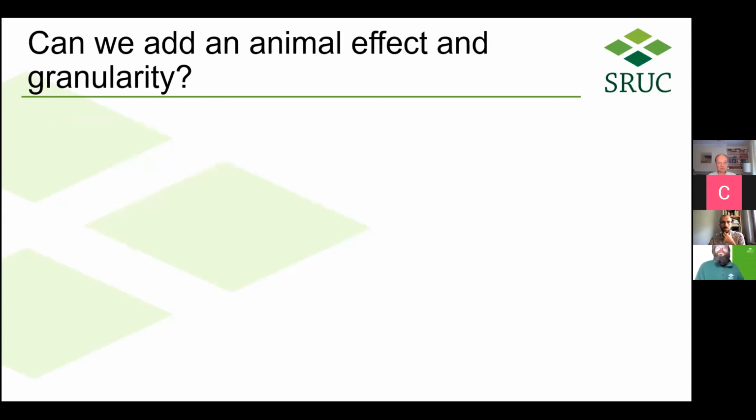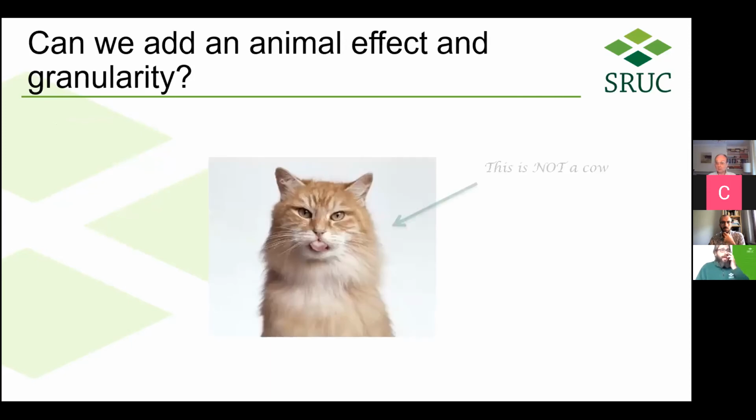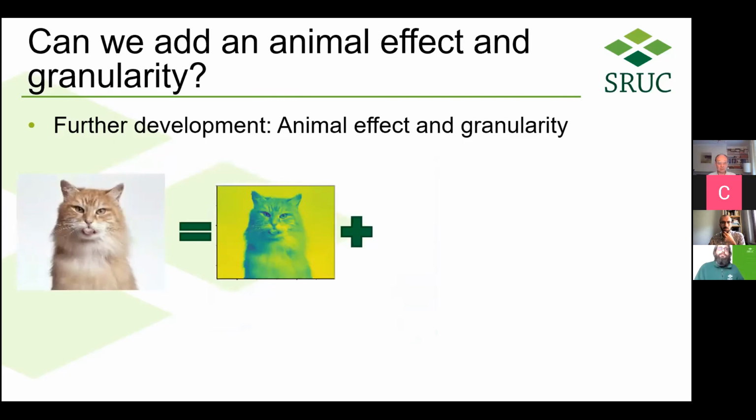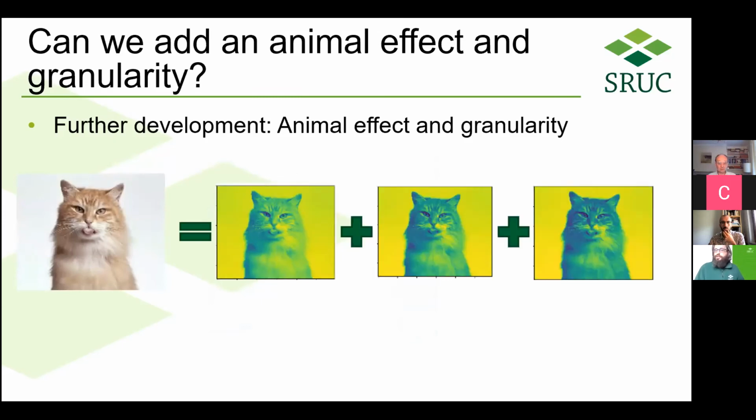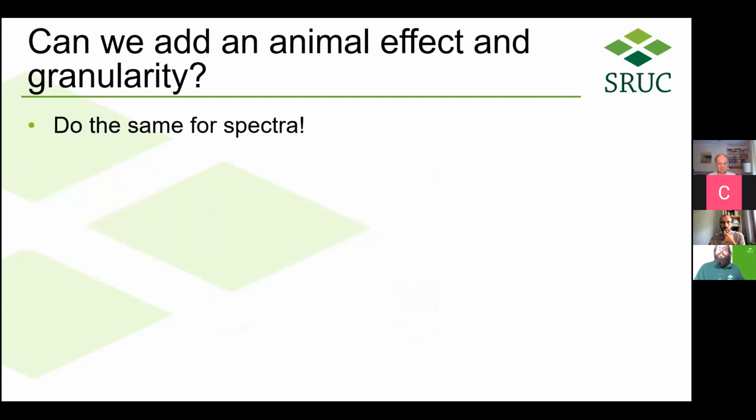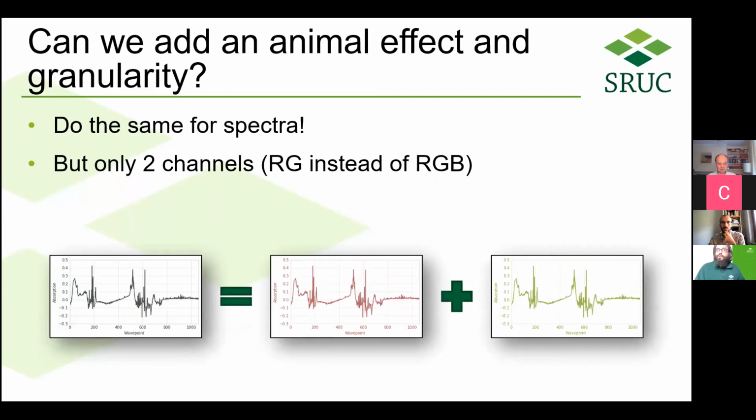The next thing we wanted to look at was whether we can add any kind of animal effect with some sort of granularity. As you can see, this is a picture of a cat. But this picture of a cat is actually made up of 3 different channels: a red, a blue, and a green. And we thought, can we apply that same kind of methodology to spectral data, but only use 2 channels, the red and green, rather than the red, green, and the blue?